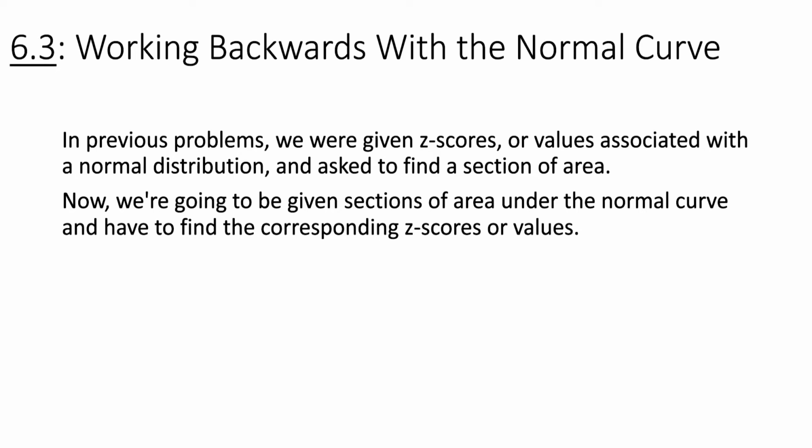In this video, we'll be talking about section 6.3 of your text, which deals with working backwards with the normal curve, or inverse normal curve problems. In previous problems, we were given z-scores or values associated with the normal distribution and asked to find a section of area. Now we're going to be given sections of area under the normal curve and have to find the corresponding z-scores or values. In previous problems, you would be given some z-score, and then you would be asked to find, let's say, a particular section of area, something like this.